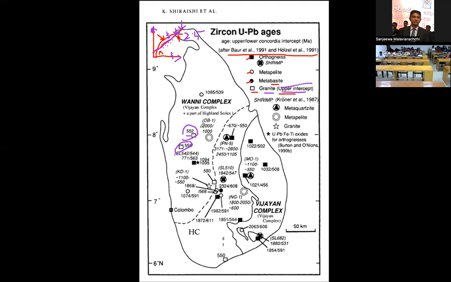So these ages for different rocks, pelites, quartzites, and many other types of rocks, they have plotted them on the map, right? So for geochronology, people have used this age mapping. That's how these complexes are also recognized, the Vanni, Highland, and Vijayan.